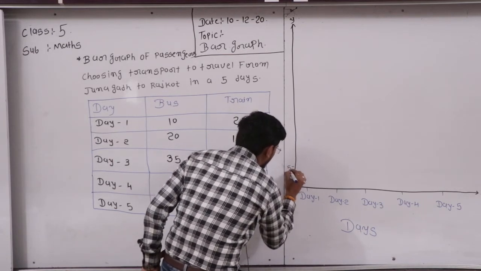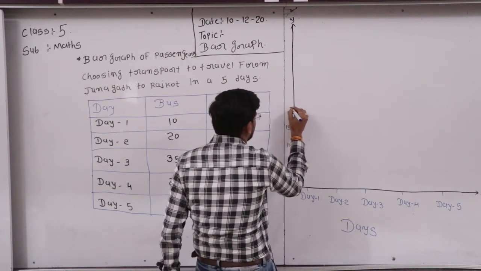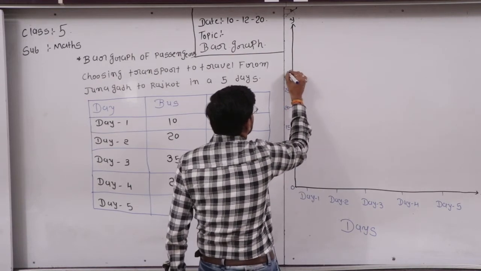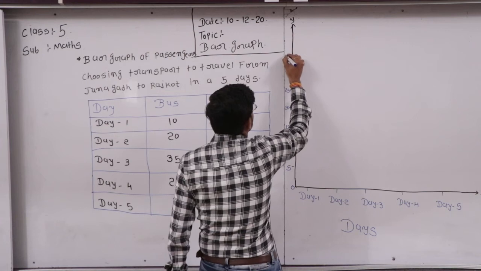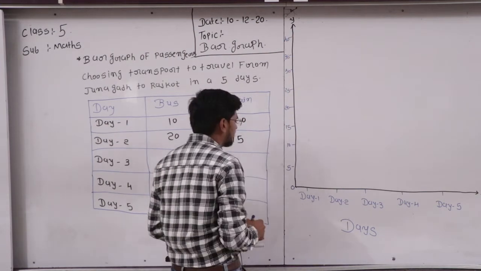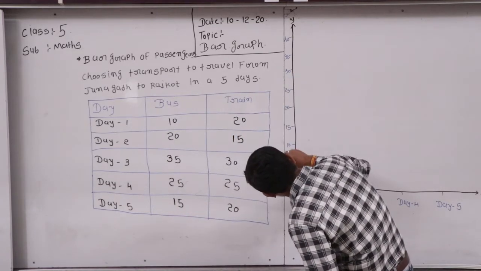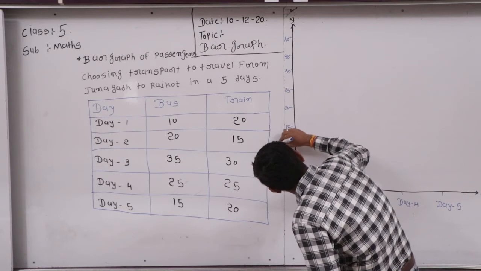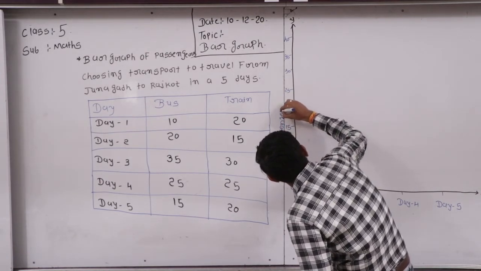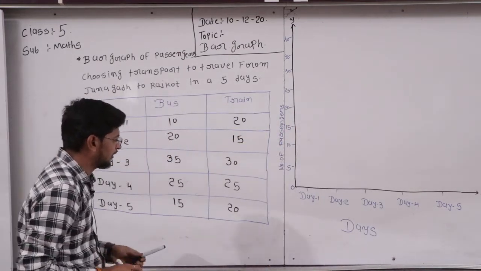Now we take numbers on the y-axis: 0, 5, 10, 15, 20, 25, 30, 35, and in the last 40. What is this? This is the number of passengers on the y-axis.